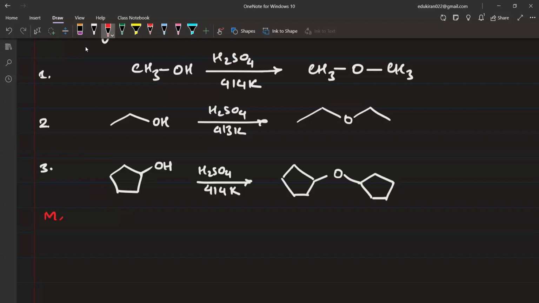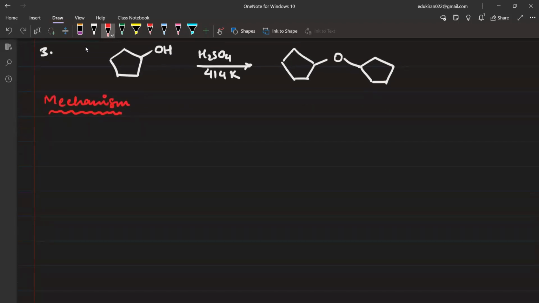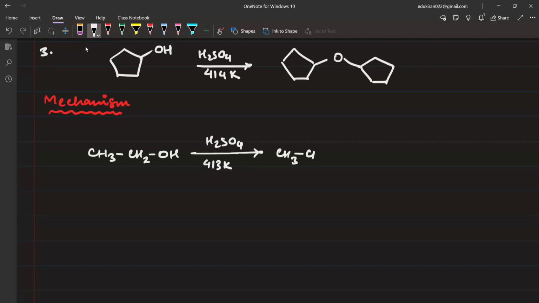Right, next mechanism. This mechanism is important. They can ask you directly, write the mechanism of dehydration of alcohol to form alkene. That is also important. To form ether, this is also important. Please write here first of all. We are going to look at the reaction of CH3 bonded to CH2 and OH, that is ethanol, in the presence of H2SO4, concentrated H2SO4 obviously, and 413 Kelvin. It is going to give you CH3, CH2, oxygen, CH2, and CH3.